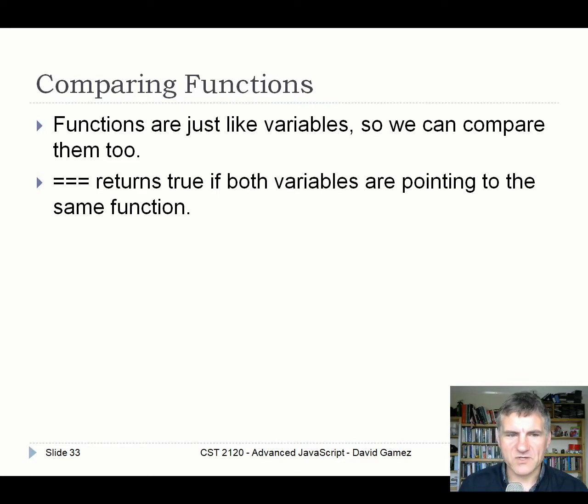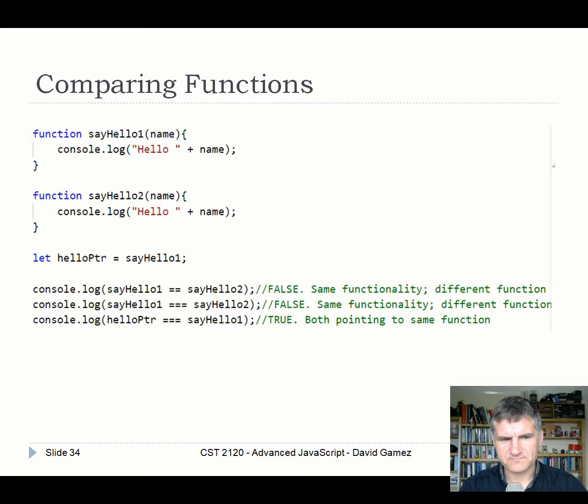And since functions are variables, we can compare them too, but it's not terribly smart. So really the only one that makes any sense is the triple equals, which returns true if variables are pointing to the same function. So here I've got two functions, say hello 1 and say hello 2. Now these are functionally equivalent, so you'd think that JavaScript could do something clever and say, well, these two functions do the same thing, therefore they're the same. But what JavaScript will compare is whether the two variables are pointing to the same function.